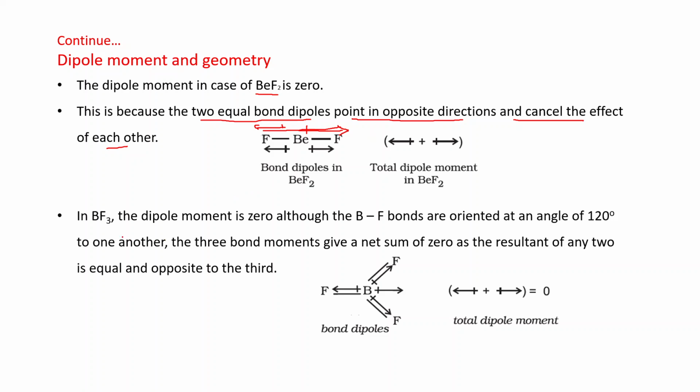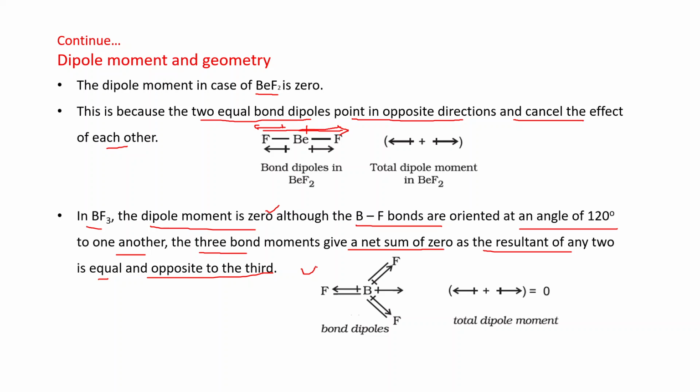Okay. In BF3, the dipole moment is 0, although the B-F bonds are oriented at an angle of 120 degrees to one another. The three bond moments give a net sum of 0, as the resultant of any two is equal and opposite to the third. This is trigonal planar geometry for BF3.